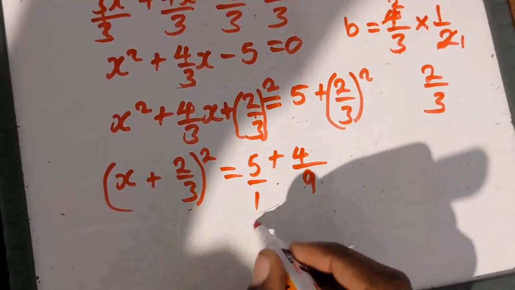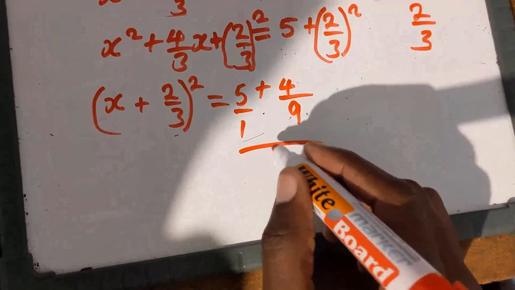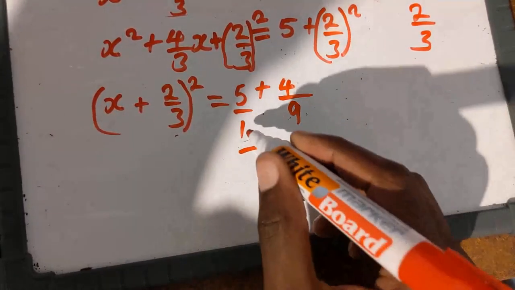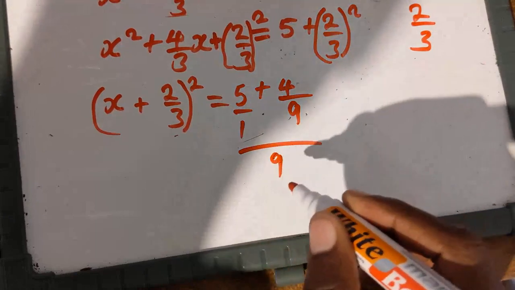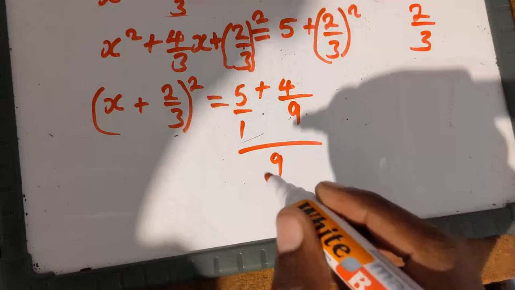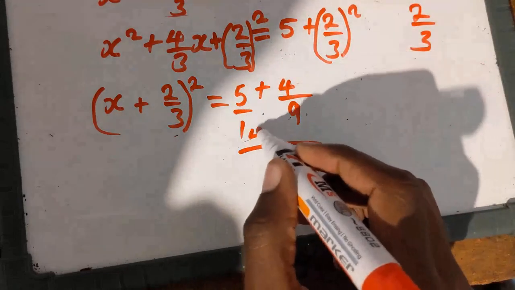Then this is just a fraction. You can solve it. So this is going to be 9. That's the common denominator. Then 1 into 9, it is what? It is 9. Then 9 times 5, 9 times 5, it's 45. Okay, it is 45.